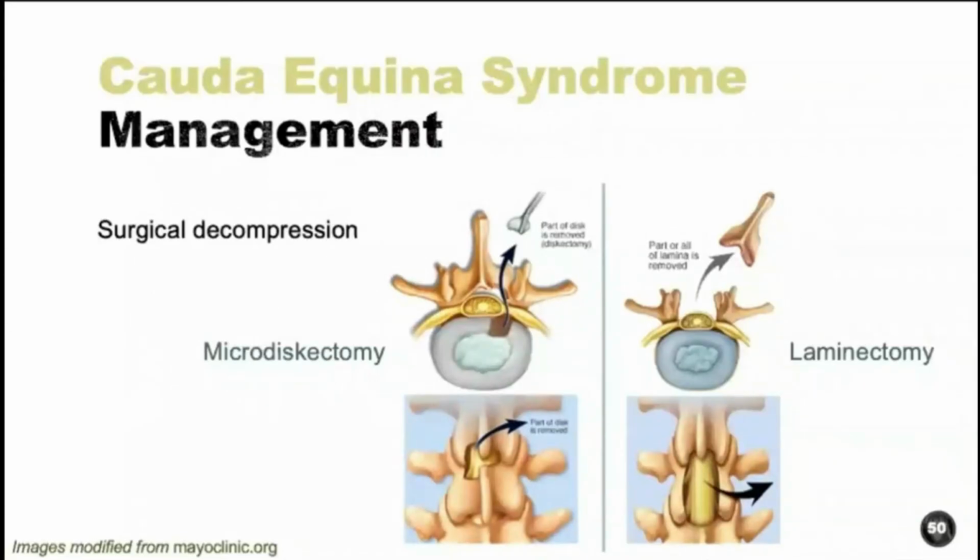And the specific decompression technique could be a microdiscectomy, which you see on the left, where you remove part of the disc, or you do a unilateral laminectomy and remove part of the facet joint. Or you could do a complete laminectomy, which is a broader decompression where the entire lamina is removed. And the determination between one versus the other will depend on what's causing the compression of the spinal nerve roots, whether it's the level of the injury or the type of impingement, and also the extent of the pathology, whether it's one level or multiple levels.